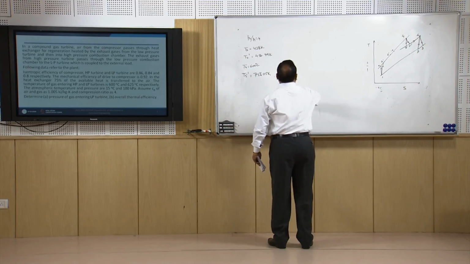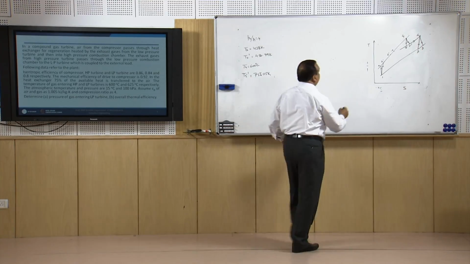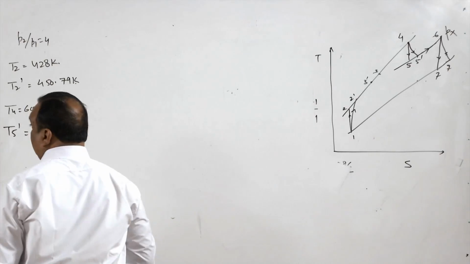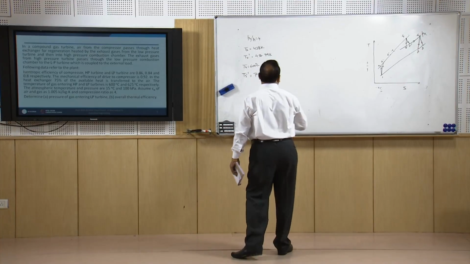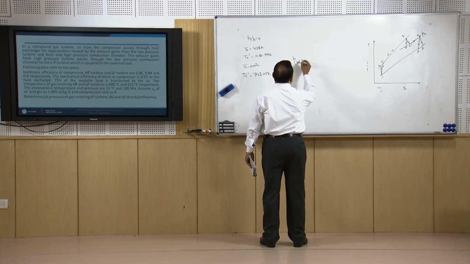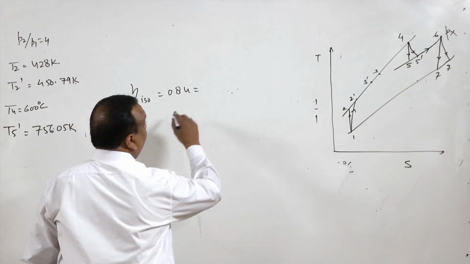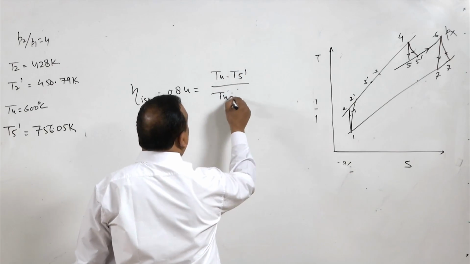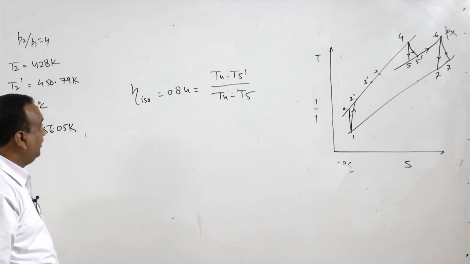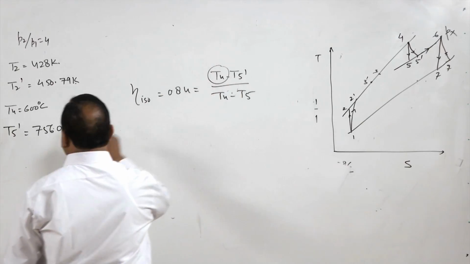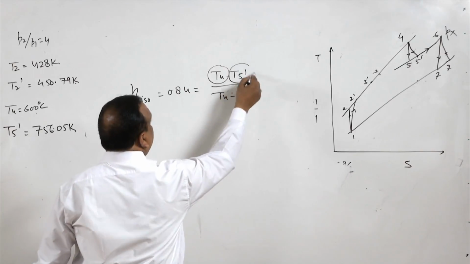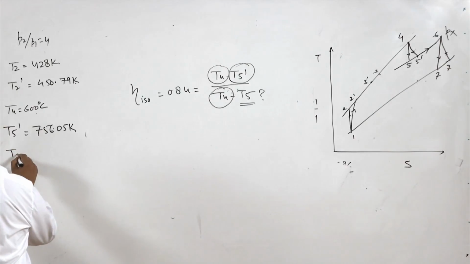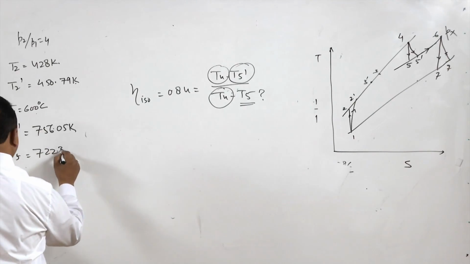Now, we do not know the pressure at this 5, Px. This Px is not known to us, but we know the HP turbine isentropic efficiency. HP turbine is 0.84, that is T4 minus T5 dash divided by T4 minus T5. Now, here we have the value of T4, we have the value of T5 dash, we can find the value of T5. Now, the T5 is 722.35 Kelvin.